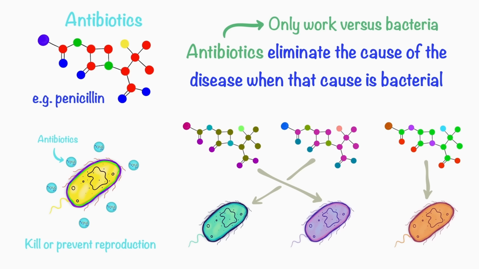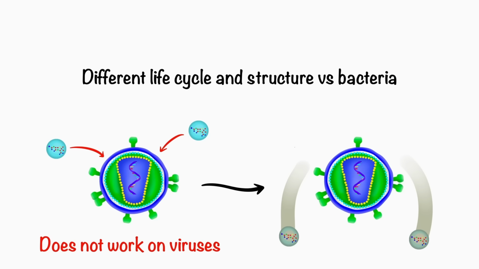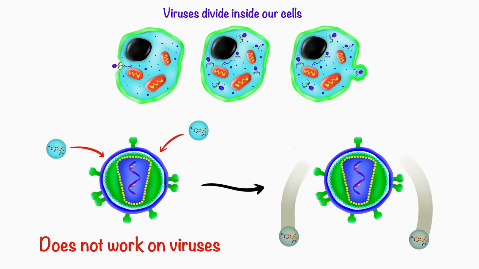A key limitation of antibiotics is that they only work against bacteria. They have no effect on viruses that cause diseases like colds or flu. This is because viruses have a completely different structure and life cycle compared to bacteria. Viruses reproduce inside our body cells, which makes it very difficult to develop drugs that can destroy the virus without also harming our own cells.